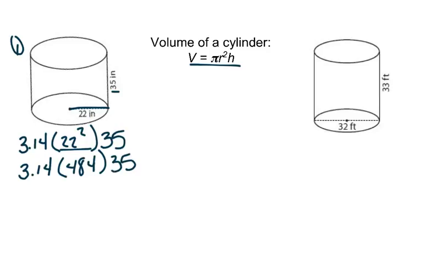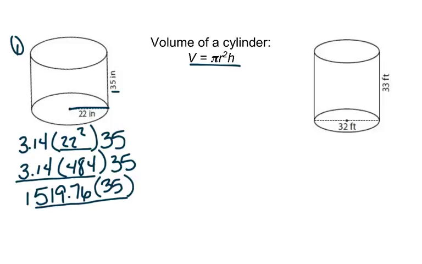Now we're just going to multiply from left to right. 3.14 times 484 is 1,519.76 times 35. Now we're going to multiply our last little bit and we get 53,191.6 inches cubed. Okay? And it's cubed because we're doing volume and we're filling up the inside of the shape with cubes, and it takes this many cubes to fill up the inside of the cylinder.